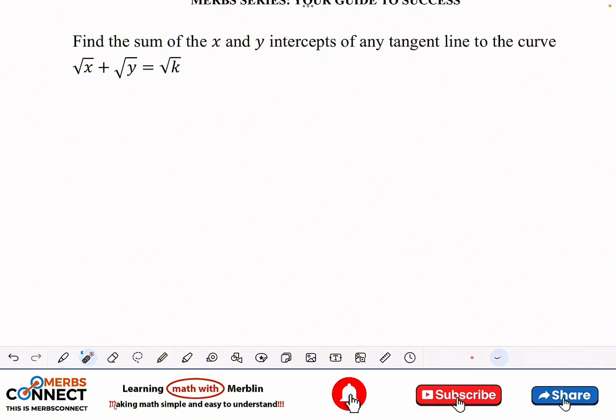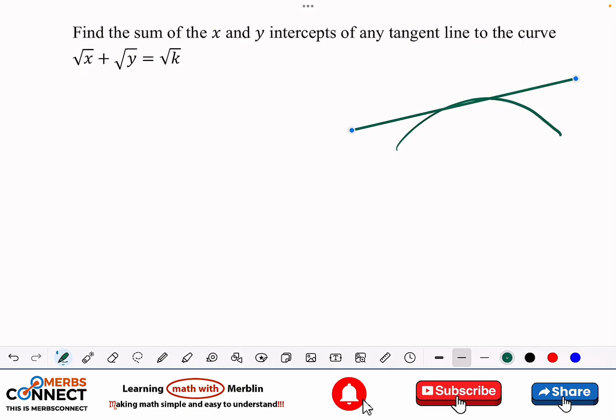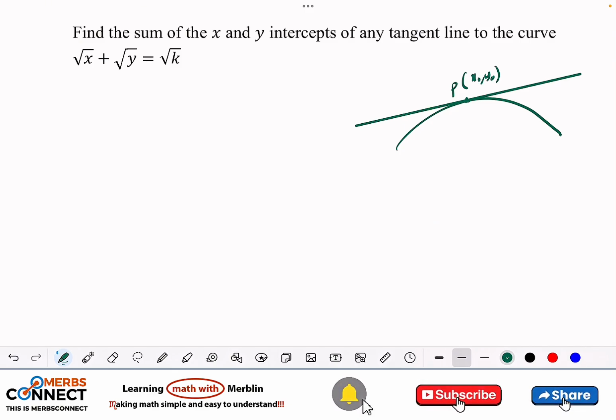So what we are going to do is, when you say tangent line to a curve, let's assume that this here is the curve, right? So the tangent line is touching the circle at just one point, right? So let's assume that the point that we are talking about is point P, and it is (x naught, y naught). So this is the point that we are having here, right?